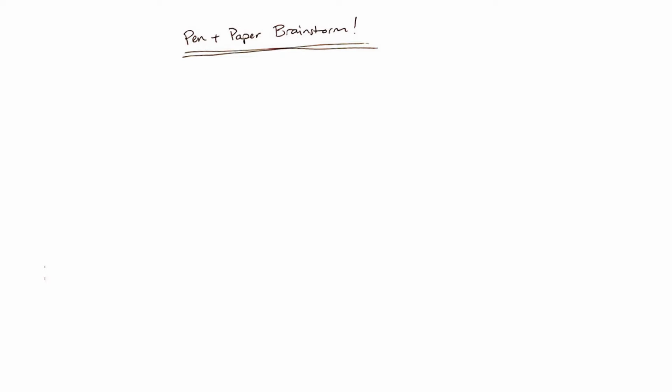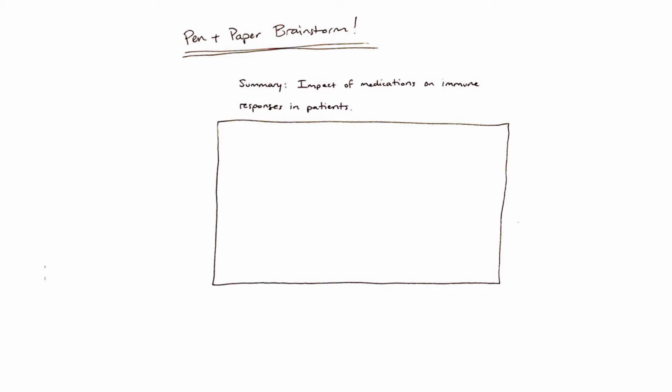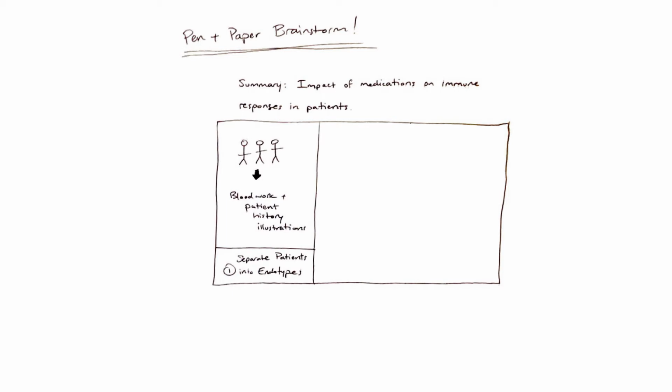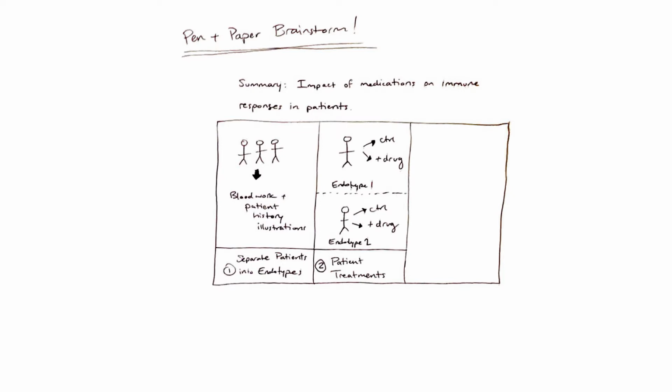And for today's tutorial, I'm going to use a fake example, and I'm going to just mimic a brainstorm where I want to create a graphical abstract that shows the impact of medication on immune responses in patients. And so again, this is fake data, but let's say I decide in my brainstorm that I want to have one section that shows separating patients into the disease stages or endotypes, a second section that shows the different types of patient treatment they receive, and then a third section that shows the patient immune response to the treatments. So this is obviously going to need 3 sections.